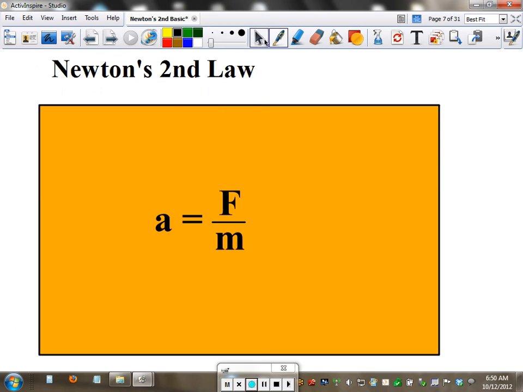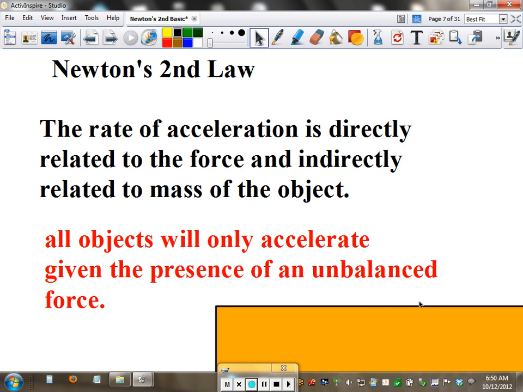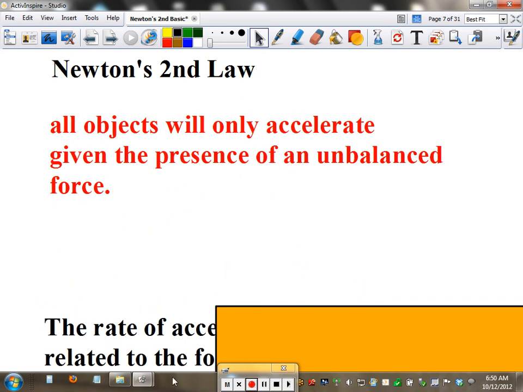Okay, Newton's second law. The rate of acceleration is directly related to force and indirectly related to mass. And the answer to your question from the opening objectives: all objects will only accelerate given the presence of an unbalanced force.